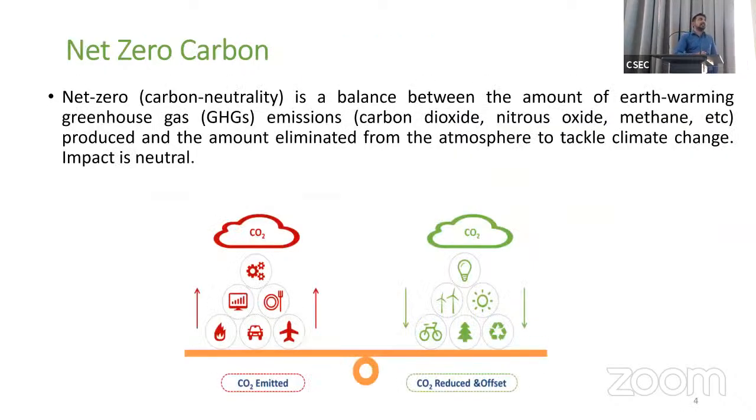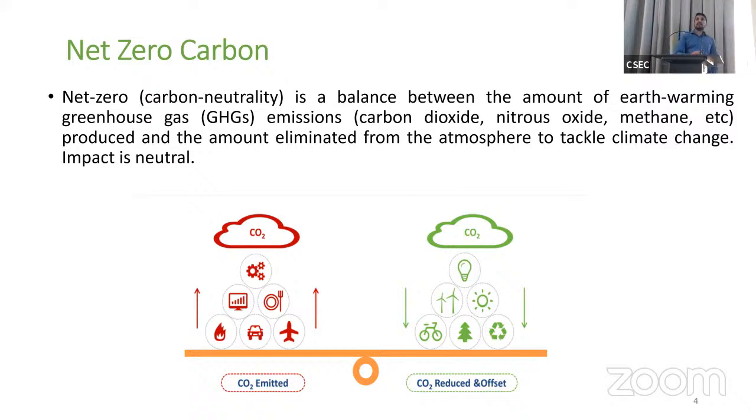Then, what is net zero carbon or carbon neutrality? It's actually a balance between the amount of earth-warming greenhouse gas emissions produced and the amount eliminated from the atmosphere to tackle climate change. Overall, the impact is neutral.